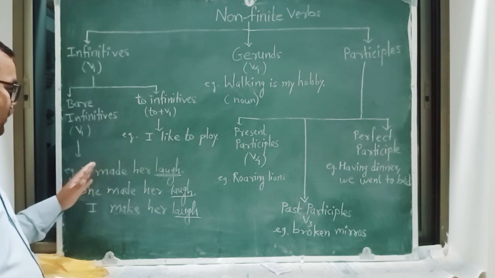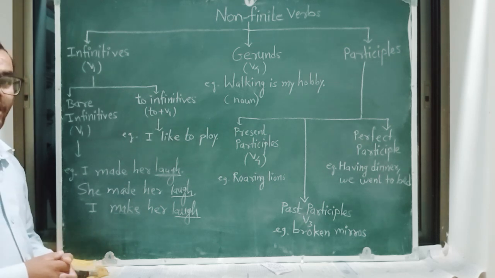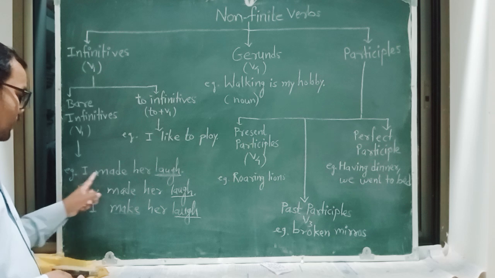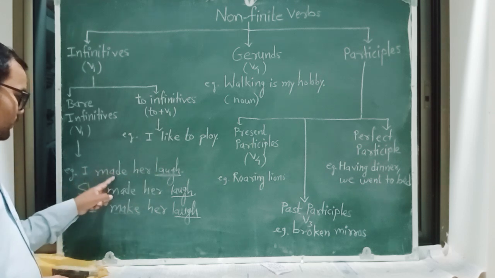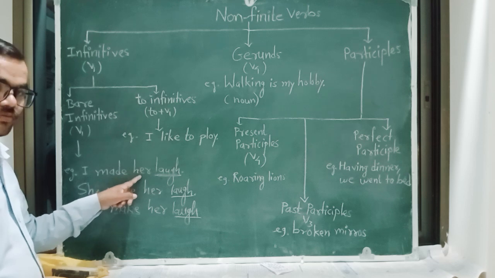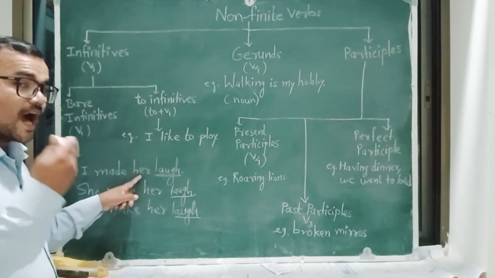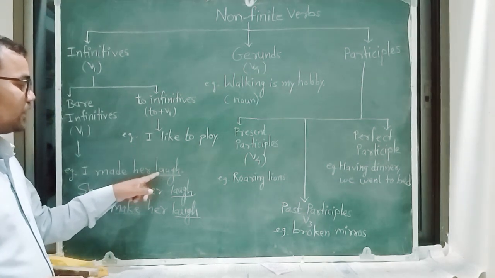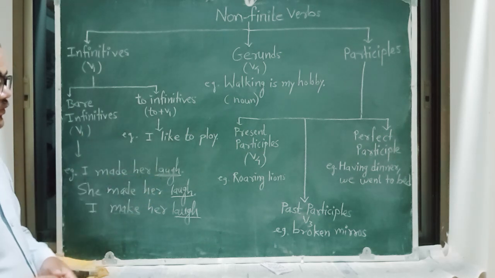And do remember that if you find the first form of a verb after the object in the sentence, if you see this sentence, I made her laugh, over here, I is the subject, made is the verb, and her is the object, right? So if the V1 form of the verb comes immediately after the object, right? Then we can say that these verbs are bare infinitives.